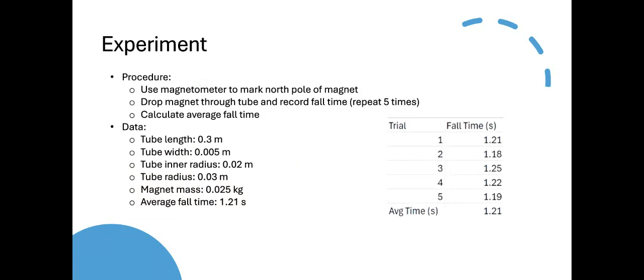The data that I found was that the tube length was 0.3 meters, the tube width was 0.005 meters, the tube's inner radius was 0.02 meters, the tube's outer radius was 0.03 meters, and then the magnet mass was 0.025 kilograms, and the average fall time was 1.21 seconds.